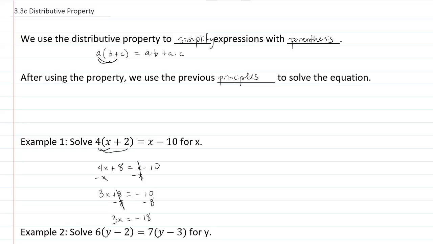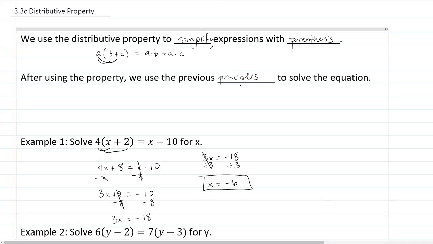Now if we divide both sides by 3, let's rewrite this up here. If we divide both sides by 3, then we get rid of the 3 in front of the x, leaving x by itself. And negative 18 divided by 3 is negative 6. And that's our answer. So all the distributive property did here was add an extra step at the beginning to get rid of these parentheses so that we could access the x inside and get it by itself.